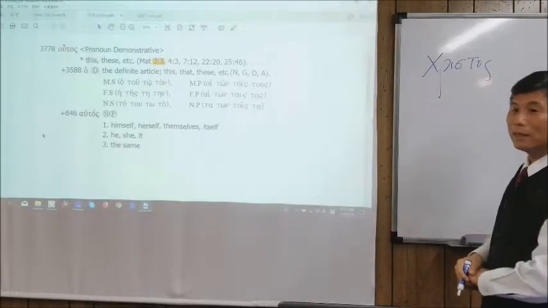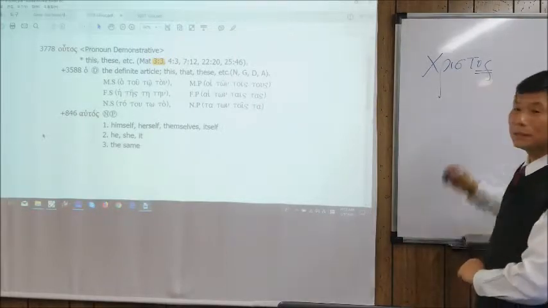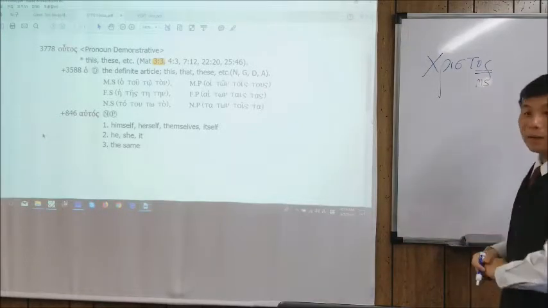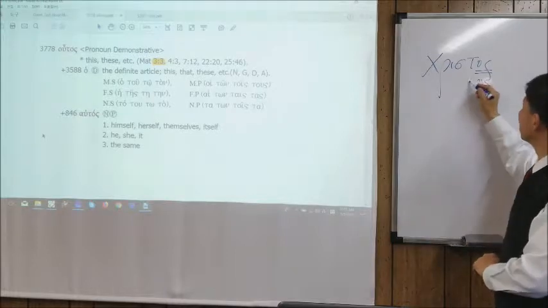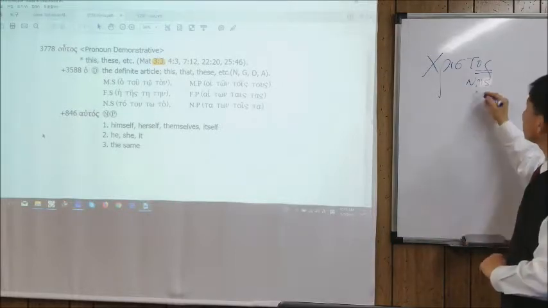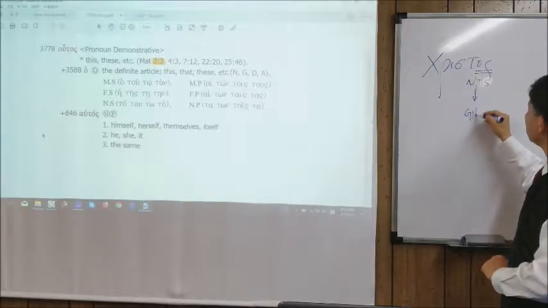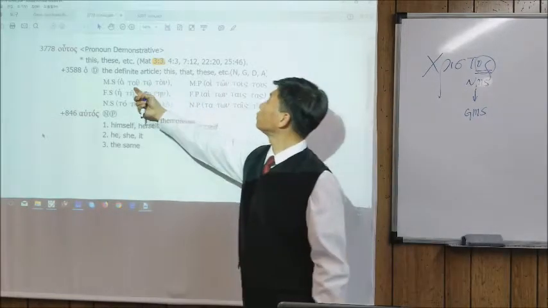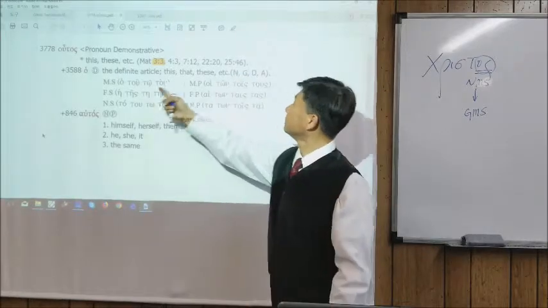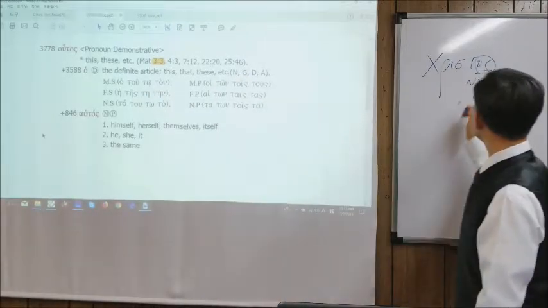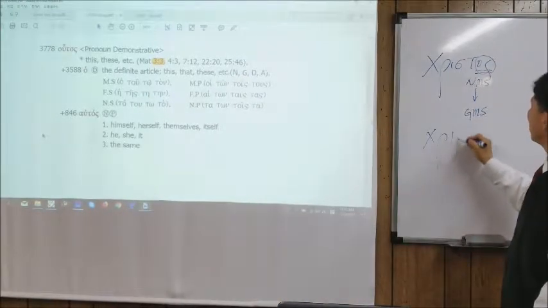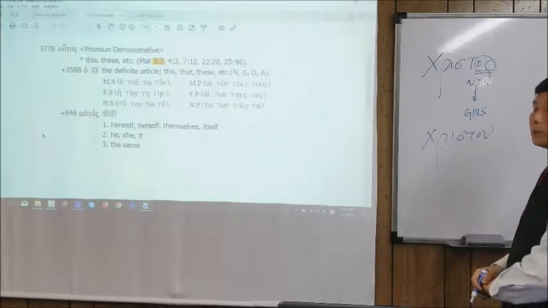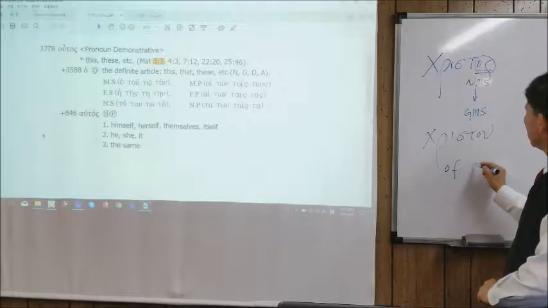Christos, right? It ends with what? Omicron, sigma, which makes it what? Masculine, singular, right? Which is a nominative. When this one changed to genitive, masculine, singular, the -os changed to -ou, because it is genitive. Christou. So it changed. Christou, which means of Christ, right?